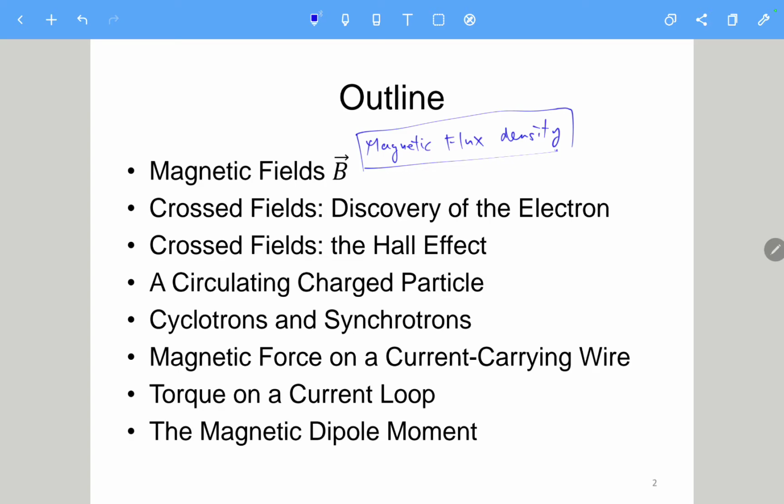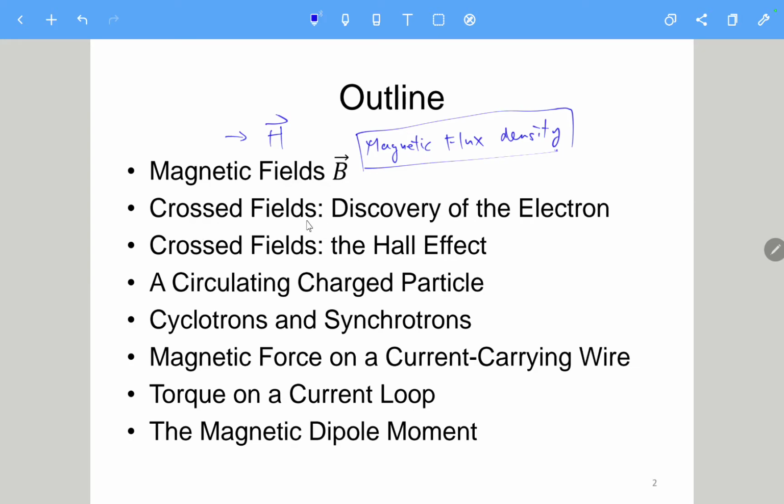In electromagnetism, magnetic field should be the H field. That's another thing, but in this textbook, it does not appear. So I just keep it and tell you that it should be magnetic flux density. Then next, we will talk about the cross field.